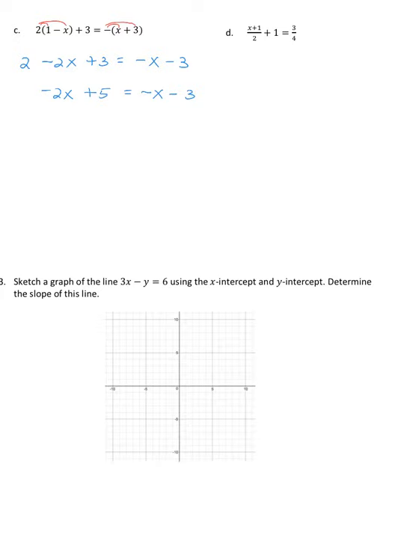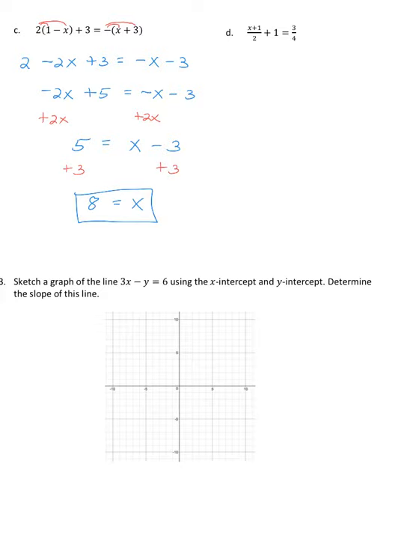I think what I'm going to do is add 2x to both sides. This gives me 5 is equal to negative x plus 2x, which is x, minus 3. I'll now add 3 to both sides, which gives me that 8 is equal to x, and this is my final answer.